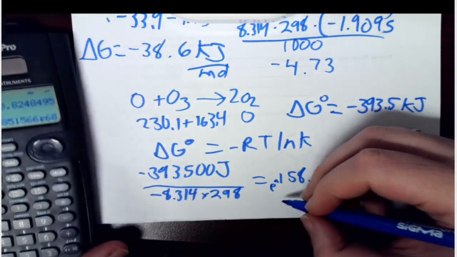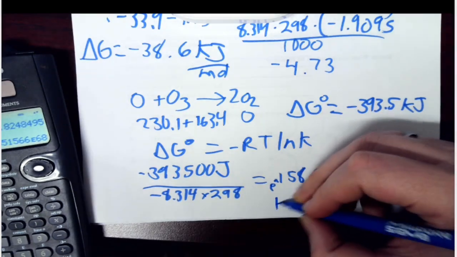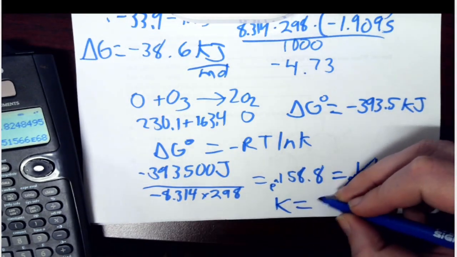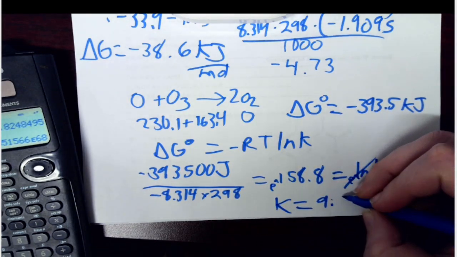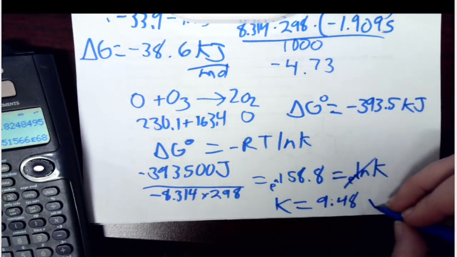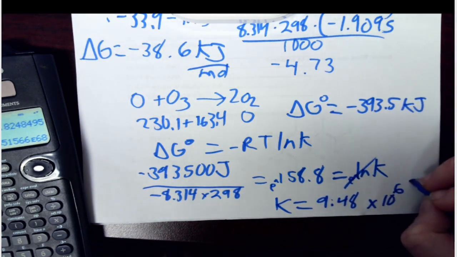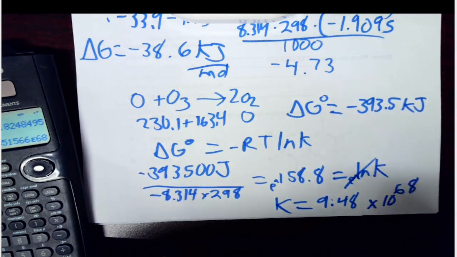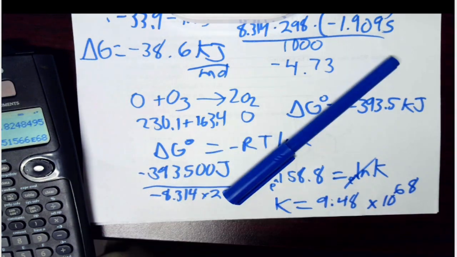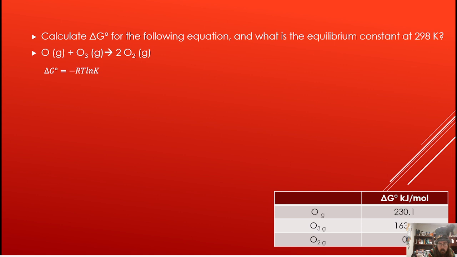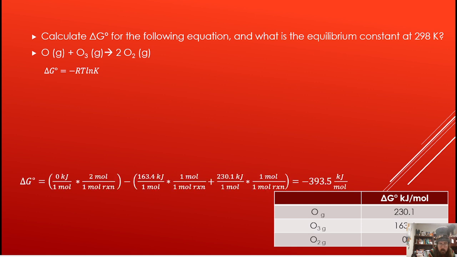Now, in this case, K equilibrium would be, we'll say, 9.48 times 10 to the 68th. It is incredibly product favored. So much so that you would see essentially no reactants left.